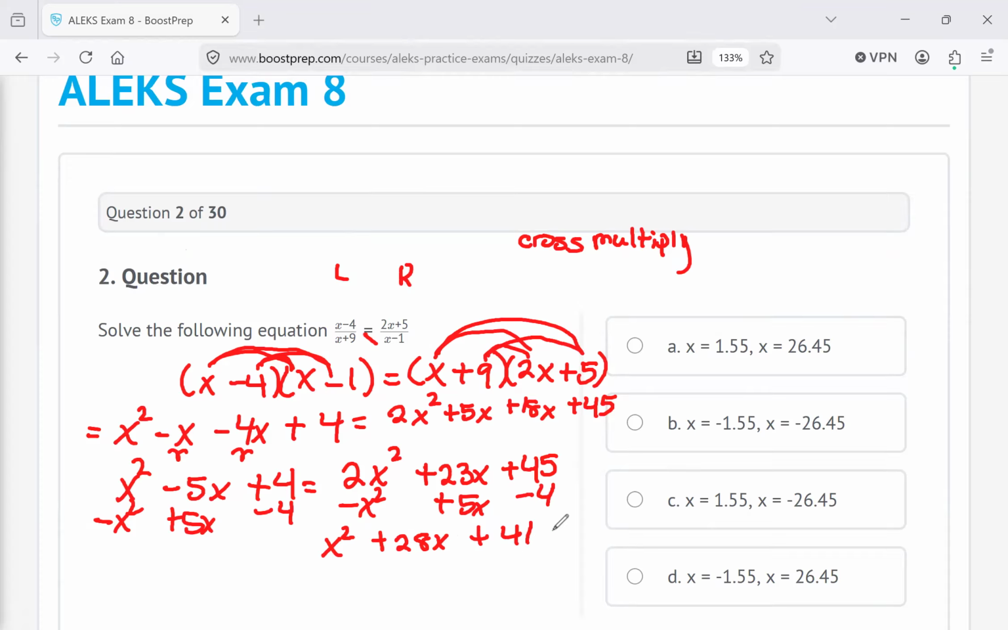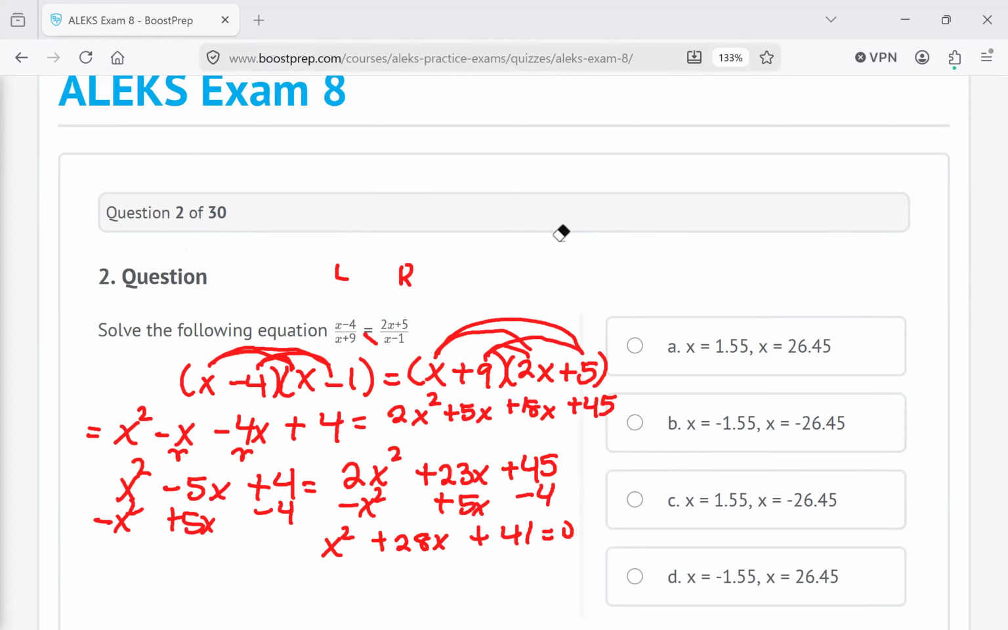Dang it. It looks like it doesn't factor nicely. Yeah, there's no two numbers that multiply to 41 and add to give you 28. So unfortunately, you're going to have to use the quadratic formula. If it doesn't factor, you're going to have to use the quadratic.